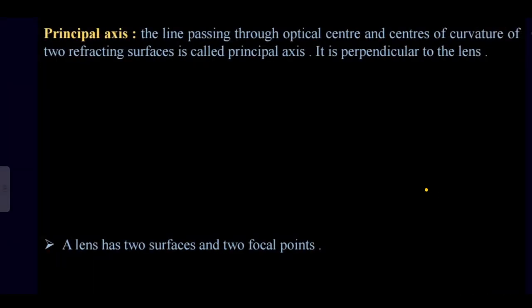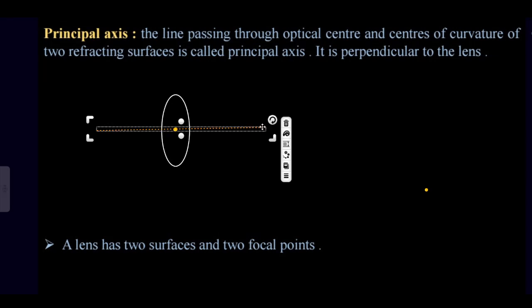Principal axis, we know now. The line which passes through the optic center and the centers of curvature. Now here, this is the optic center. In this case, we have two radii, that is, two centers. Now you tell me, this is R1 and this is R2, right? Now this is the radius of which one? R1 radius or R2 radius? This one.